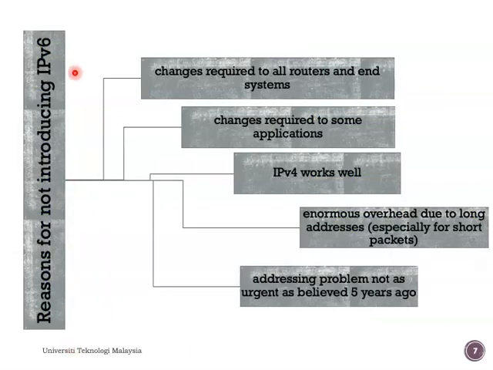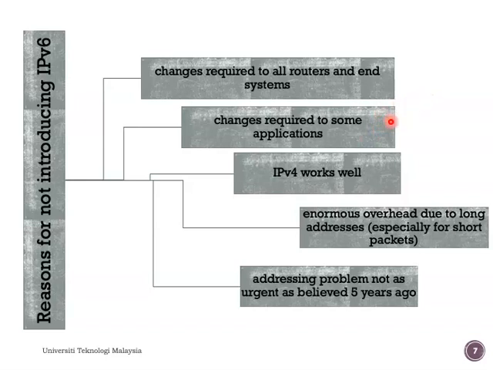And there are also several reasons for not introducing IPv6. It means, why are we going to use IPv6 when IPv4, for example, can give us enough addresses now? First, when one system is going to use IPv6, it needs changes to all routers and also end systems, because all of the addressing has changed from 32 bits to 128 bits. So can you imagine the changes required to all these systems? And also changes required to some applications. So this is somehow a tedious process.